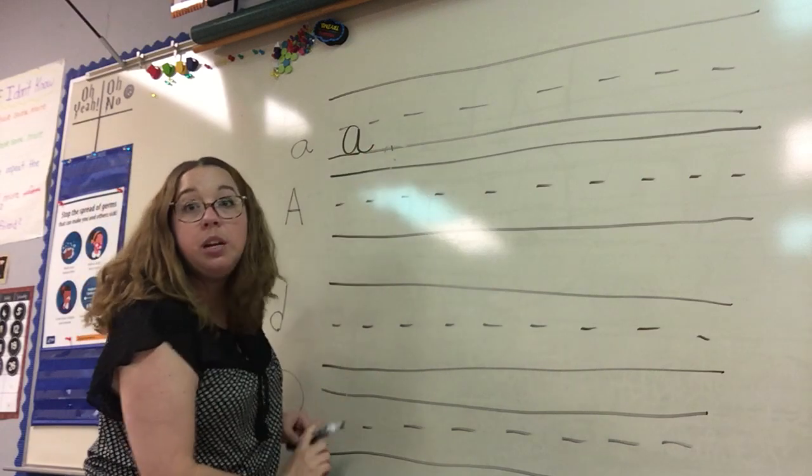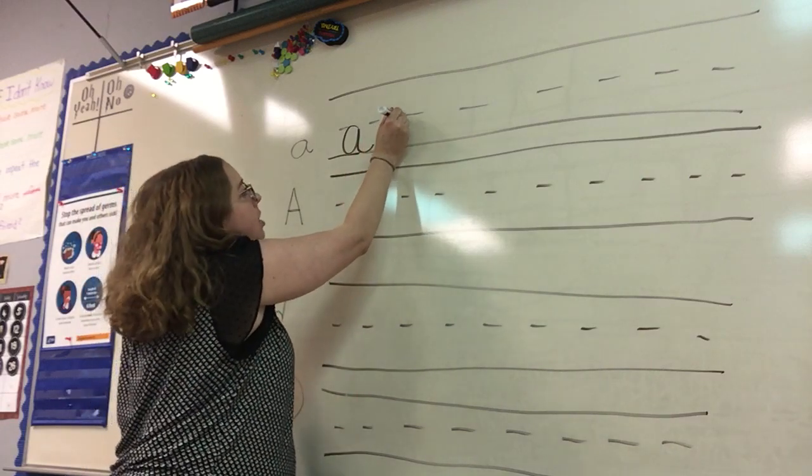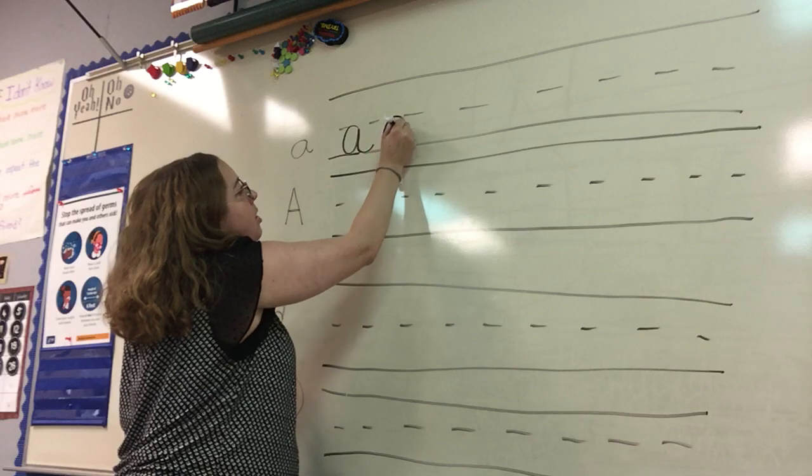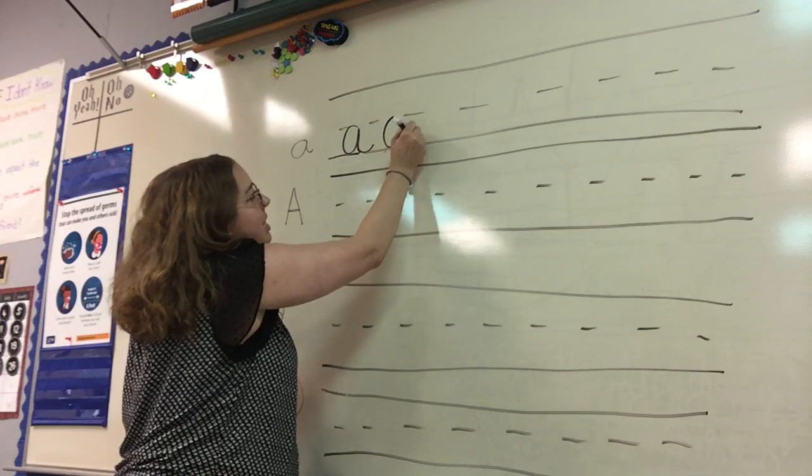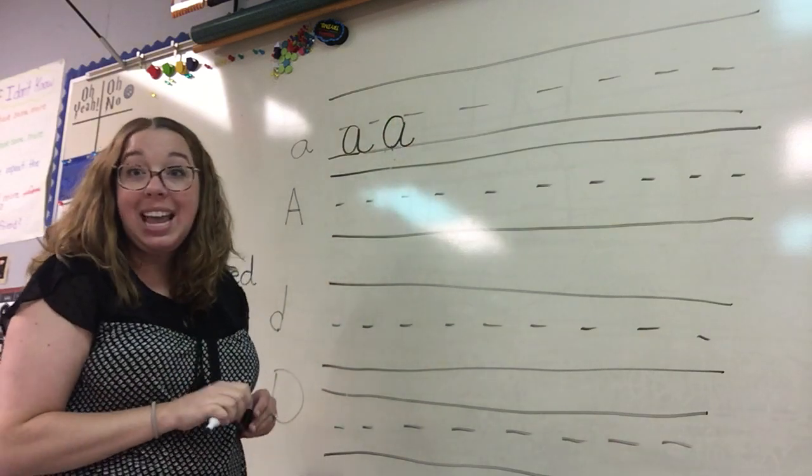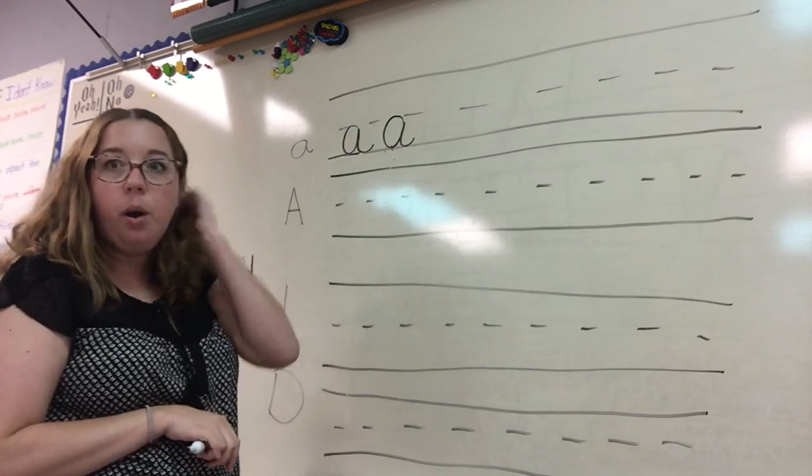So I'm going to rewrite my letter. Start at the top, go all the way down, make sure I touch the bottom, up and down. So that's a lowercase a. Very similar to my O.